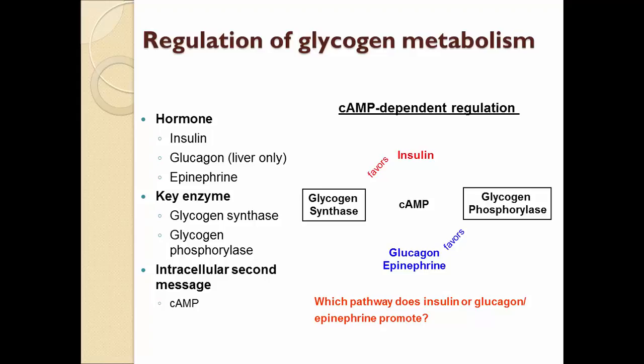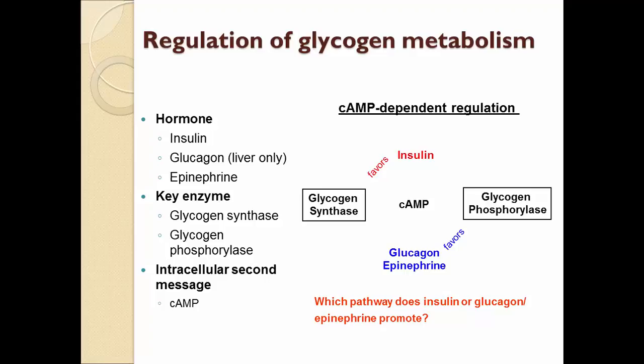Right? So cyclic AMP levels directly regulate glycogen synthase and glycogen phosphorylase. And during fasting, when glucagon and epinephrine levels increase, cyclic AMP levels increase, right? So you can take a guess. High levels of cyclic AMP should stimulate glycogen breakdown, right? And should inhibit glycogen synthesis.